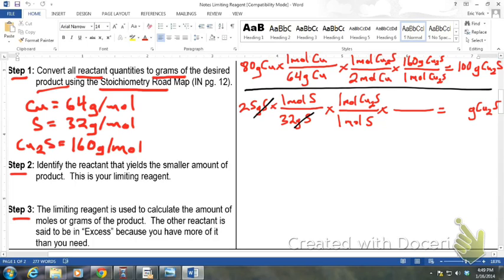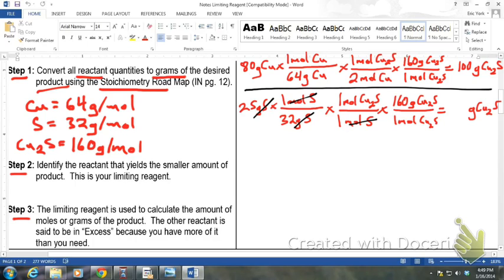So we now have to get rid of sulfur. So moles of sulfur have canceled off. So now we're left with moles of copper 2 sulfide, but we want grams of copper 2 sulfide. So again, using molar roadmap, we proceed with the problem, and we get 1 mole of sulfur is equal to 1 mole of copper 2 sulfide is equal to 160 grams of copper 2 sulfide.